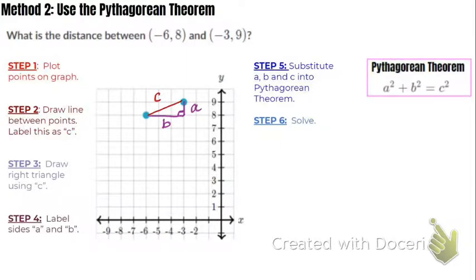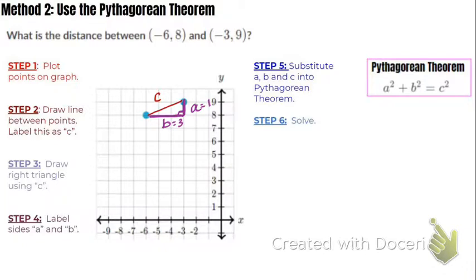So we don't know the length of C. It's a diagonal line. We can estimate the length, but we can't find the exact one. But A, we can see A is 1 unit tall and B is 3 units tall. So B is 3 and A is 1. So that's what I'm going to substitute now in to the Pythagorean theorem.